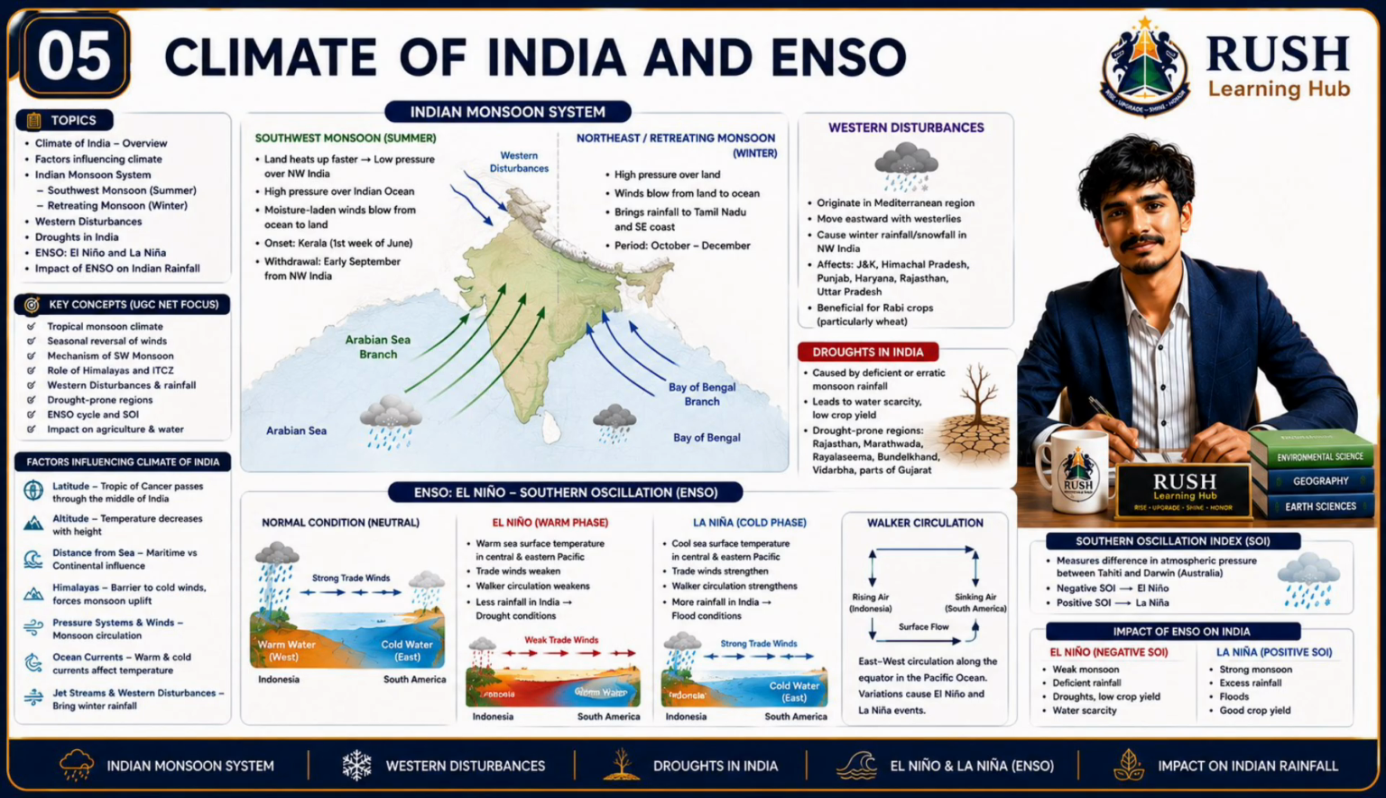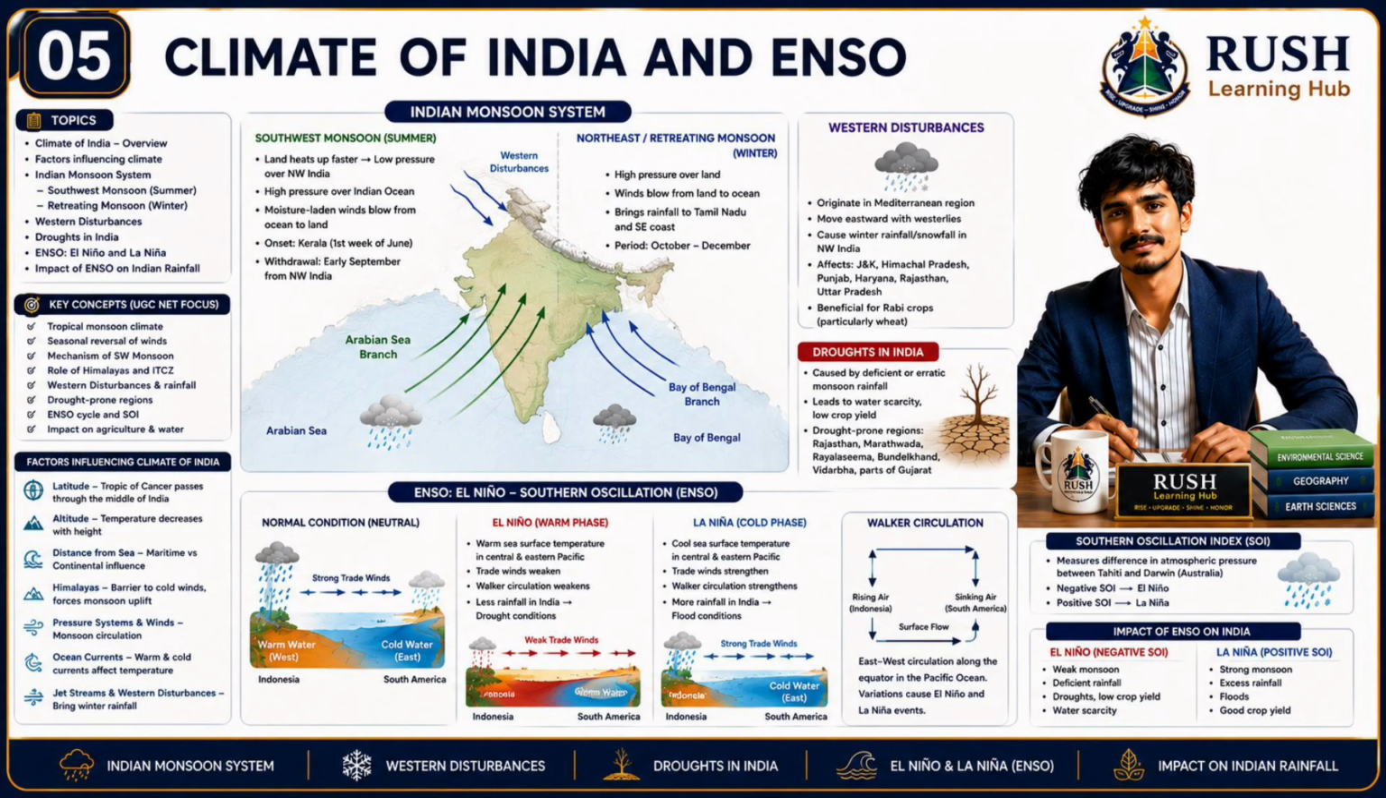These winds divide into two branches. The first is the Arabian Sea branch, which provides heavy rainfall to the Western Ghats and Western India. The second is the Bay of Bengal branch, which moves towards northeastern India and the Indo-Gangetic plains. By September, the southwest monsoon begins to withdraw from northwestern India.